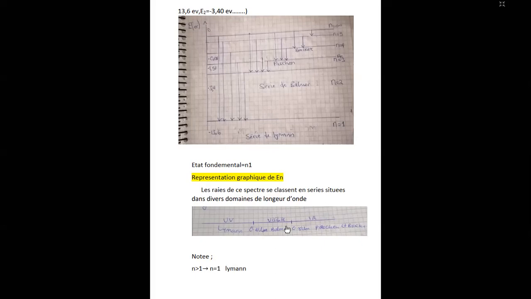So this diagram is simply for verification, and you use it once you find your wavelength, when they ask you in which domain. They can ask you about series, domain, all that. They ask those questions.